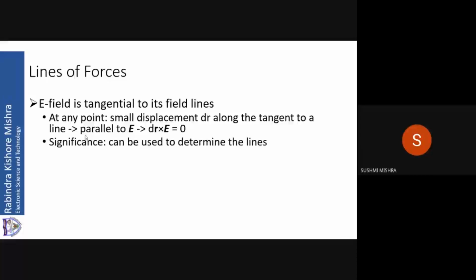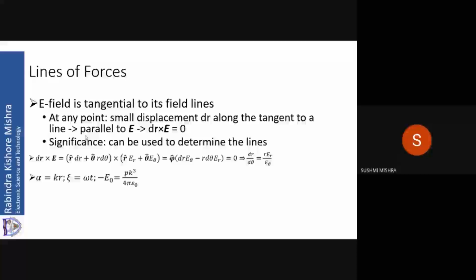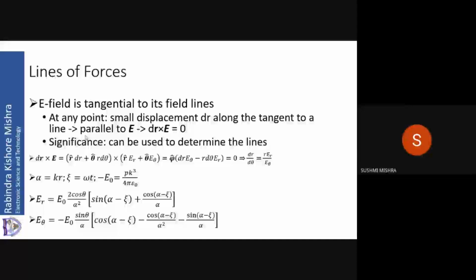Then we looked at how to find the lines of force. We know that the E field is tangential to its field lines. Based on that, we said that if we move along the E field a distance dr, that will be parallel to the E field. So dr cross E will be equal to 0. We used this relationship to determine the lines of force or field lines. So we took the cross product of dr with E, that gave us dr by d theta is equal to r into Er by E theta, right?